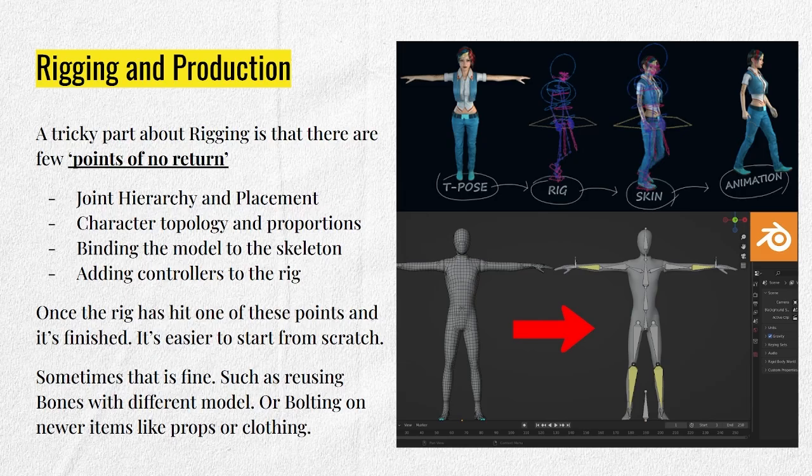It's not great. A couple of points on that is joint hierarchy and placement. Essentially, hey, if you make an arm and you misplace the elbow and you just need to move it up or down a little bit on the arm, that's going to be a lot. It's going to be a lot more than you think.